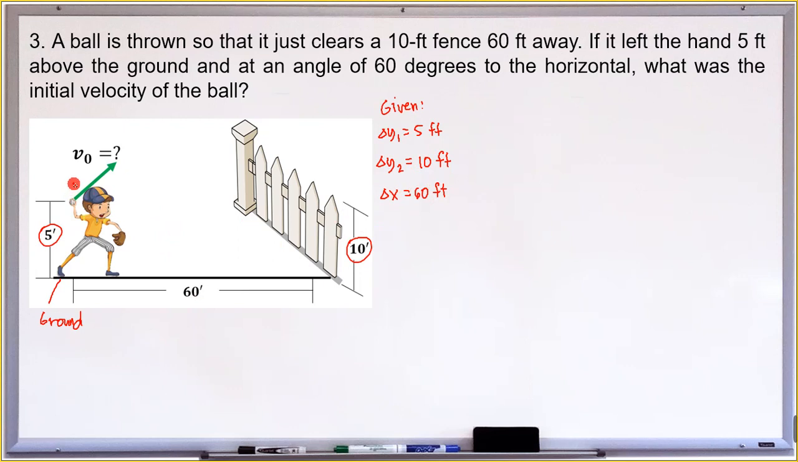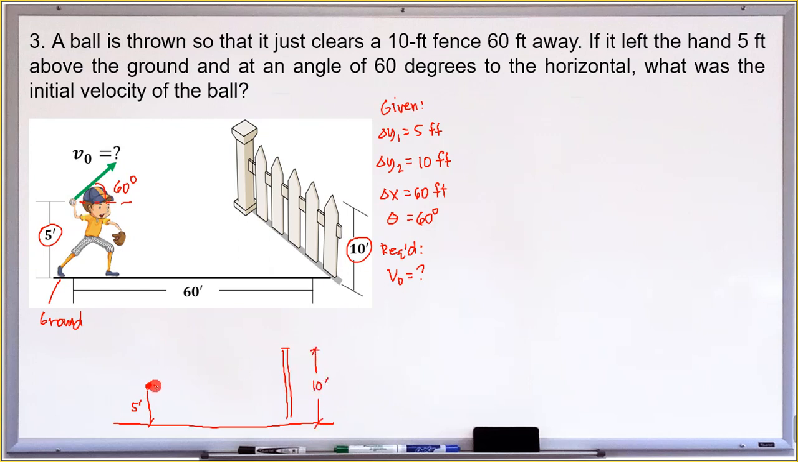The angle of the initial velocity vector relative to the horizontal is 60 degrees based on the problem, so our theta is equal to 60 degrees. The required here is the initial velocity, v naught. Now, we have two displacements along the vertical. However, let's redraw this illustration so that we can simplify the projectile motion that happens. Let's say this is the position of our ball, and this is our ground. From this position towards the ground is 5 feet, and the height of the fence is 10 feet.